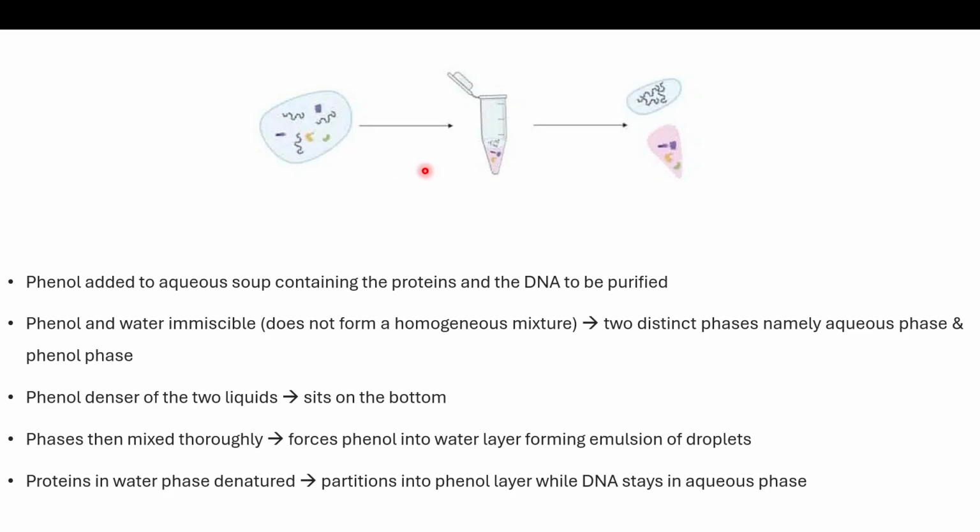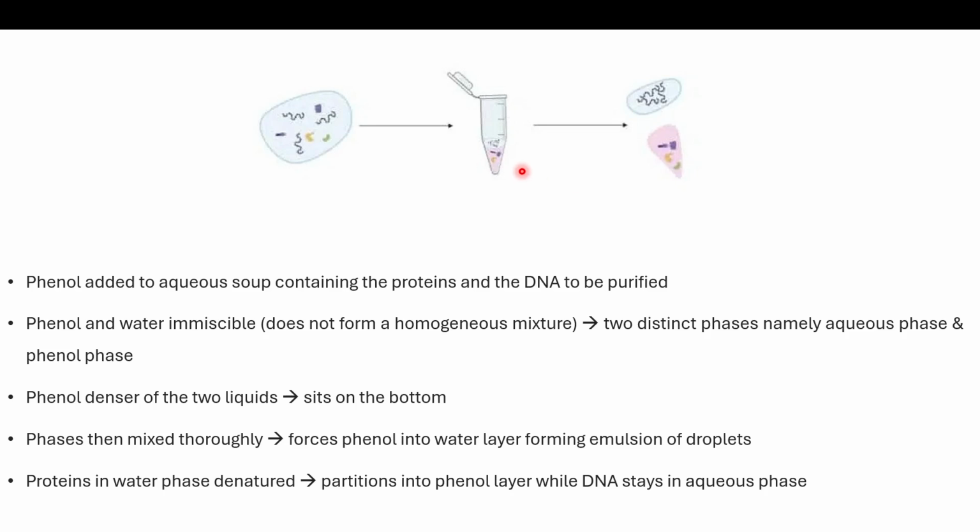So here, what happens in phenol extraction of DNA? You have lysed your cells. The cell is there in an aqueous suspension. Now, when phenol is added to the aqueous soup containing proteins and DNA to be purified, phenol and water do not form a homogeneous mixture, they are immiscible, and also water is less dense than phenol.